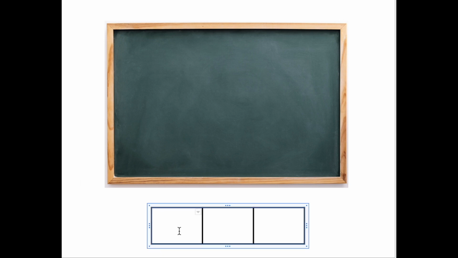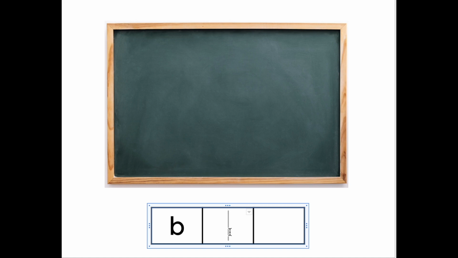Let's get started. This picture is of a chalkboard. Our word is board. Board. How many sounds do you hear in the word board? There are 3 sounds in the word board. What's the first sound you hear in board? B, b. What letter makes the B sound? The letter B. What's the next sound you hear in the word board?